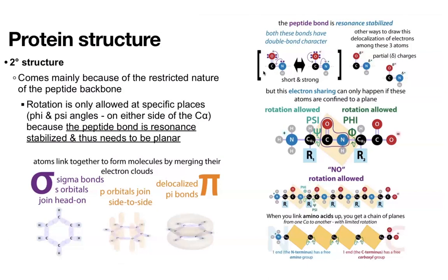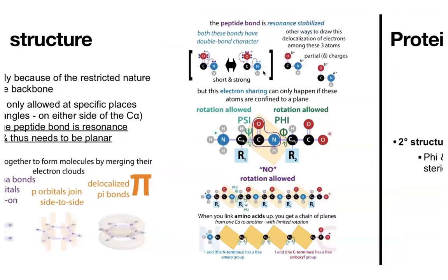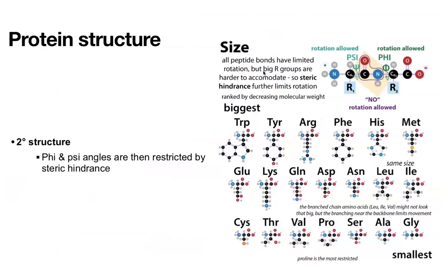Now, when you have a lot of amino acids linked up, well, now what's going to happen is basically you can only rotate around each of their C alphas. And so you end up with the chain of planes where you can rotate around specific places. But how much you can rotate is going to depend on things, including the size of the molecules. Because of steric hindrance, basically if you have big bulky things next to each other, even if they're not that big and bulky, if you turn, you're going to run into clashes.